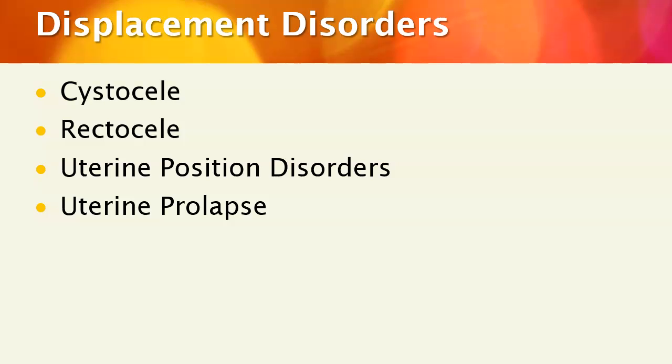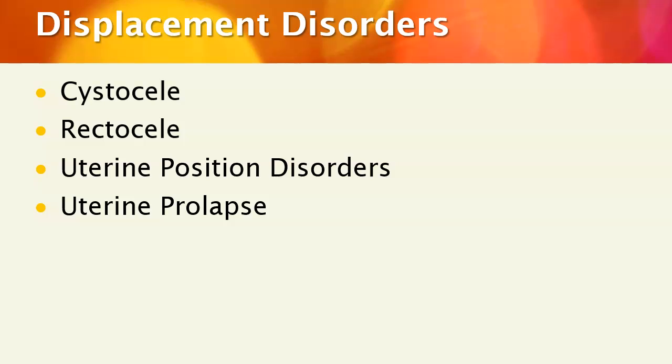This lecture is just on the displacement disorders. Displacement disorders can refer to any organ in the pelvic cavity that is not where it's supposed to be. Common ones that we'll see are something called a cystocele, where you have a sagging bladder, and a rectocele, which is a sagging rectum.